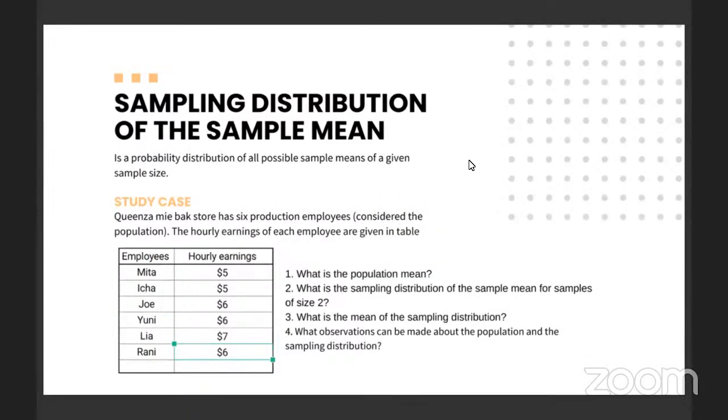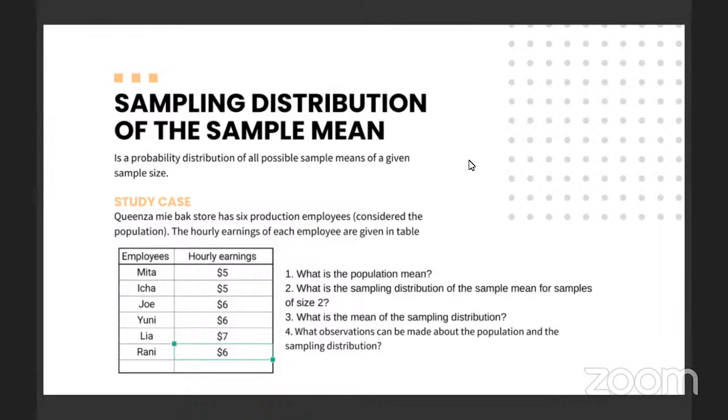Sampling distribution of the sample mean. The sampling distribution of the sample mean is a probability distribution of all possible sample means of a given sample size. Study case. Quinza Mi Bookstore has 6 production employees. Consider the population. The hourly earnings of each employee are given in the table. Employee Mita, hourly earning $5. Employee Icha, hourly earnings $5.